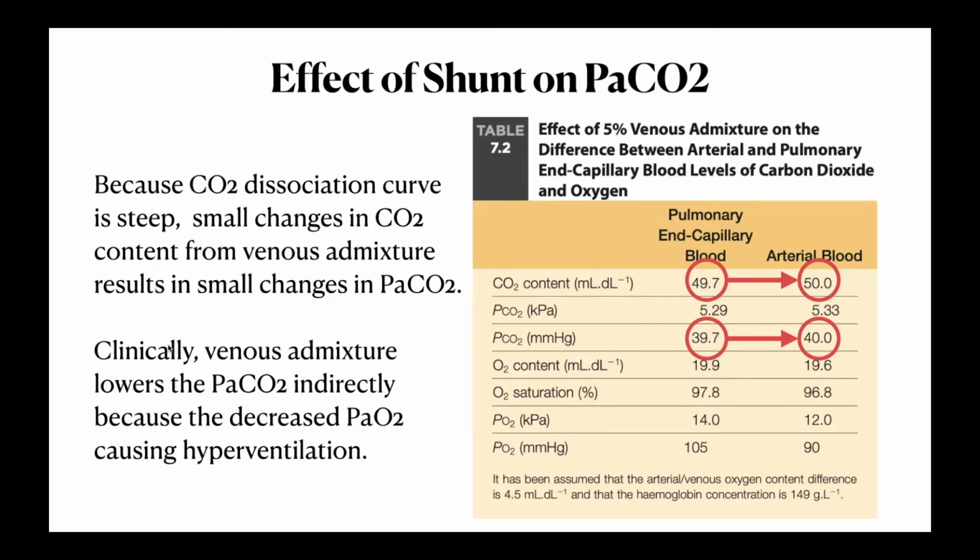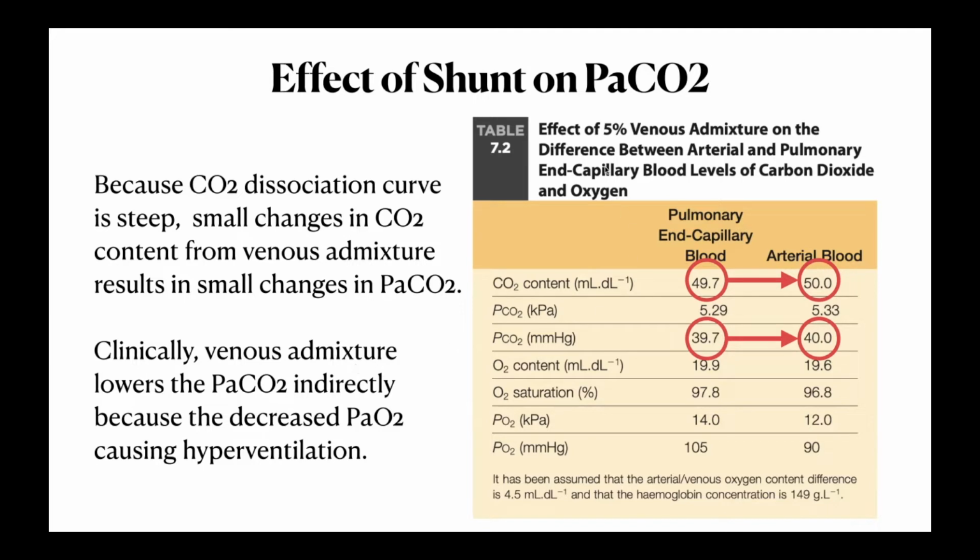And also, clinically, venous admixture actually lowers the partial pressure of CO2, because the decrease in the partial pressure of oxygen activates your carotid bodies, your peripheral chemoreceptors, which then increases your minute ventilation, which then drives down your CO2. So in the spontaneously breathing patient, venous admixture or shunt and VQ mismatch does not increase your CO2.